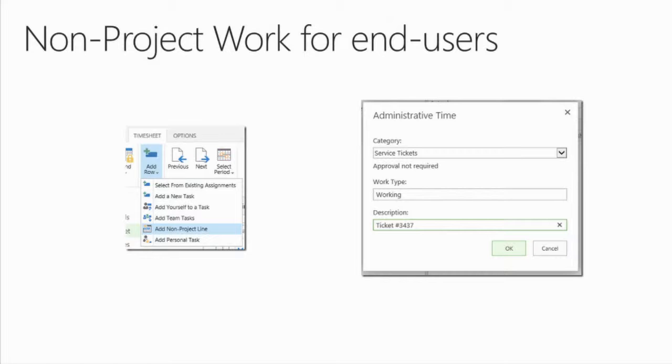So here's an example of when I've entered a ticket number for which I need to track time against, and I can click OK to add it to my timesheet. And now you can see that I have two tasks for tickets 3423 and 3437 in my timesheet now, and they both are the service ticket category. So this is what multiple lines gives you.